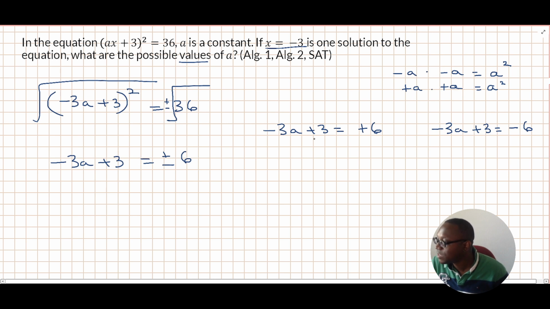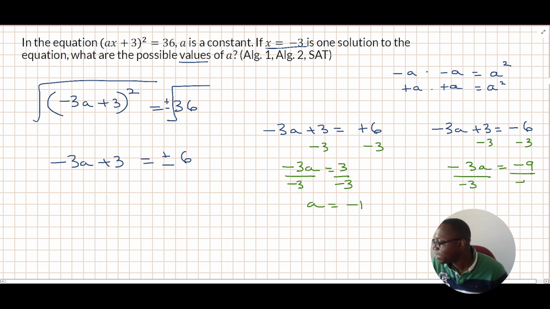Let's start with this one. We're going to subtract 3 from both sides, so negative 3a is equal to 3. Let's divide both sides by negative 3, and so a is equal to negative 1. Now let's go ahead and subtract 3 from both sides here. So negative 3a is equal to negative 9. Let's divide both sides by negative 3 to get the value of a. So a is equal to 3. So your two values of a are: a is equal to negative 1 or 3. So that's what you will do.